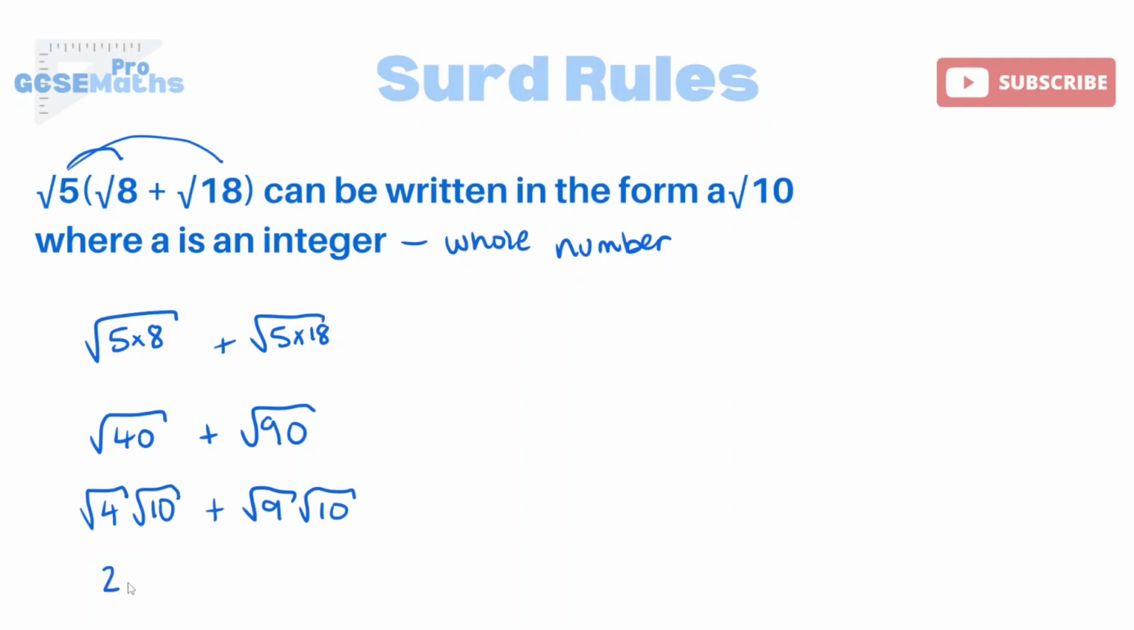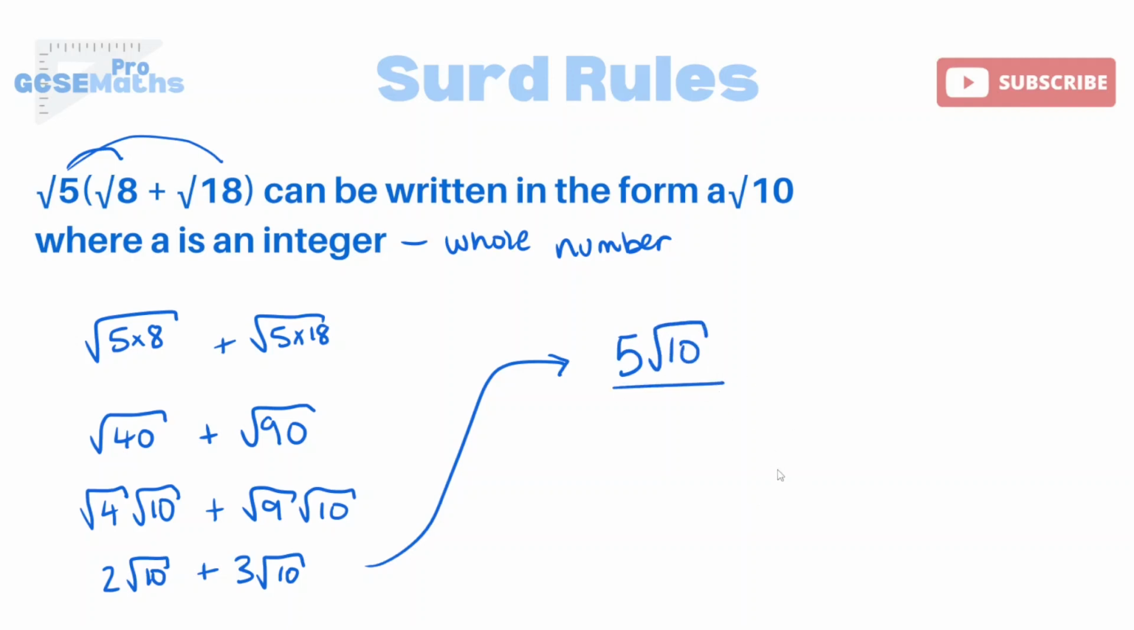So when I simplify that, I get 2 root 10 plus 3 root 10. As we saw with adding surds, you can add them together if they are the same surd. These are both root 10, so I can add these together. So let me just bring this up here. 2 root 10 plus 3 root 10, 5 in total, 5 root 10 in total. That is your final answer.